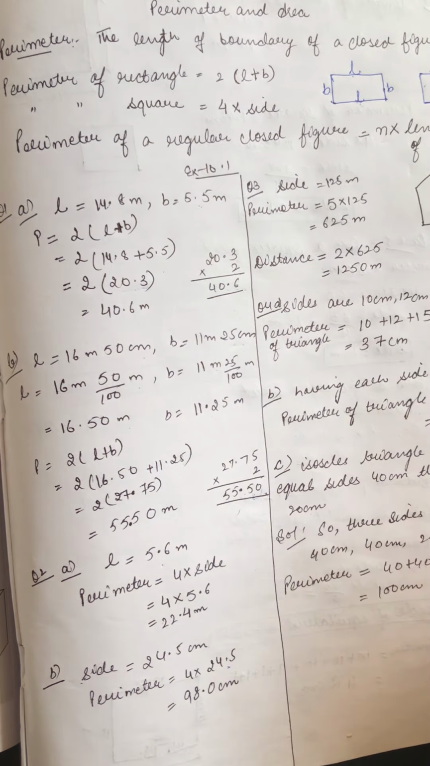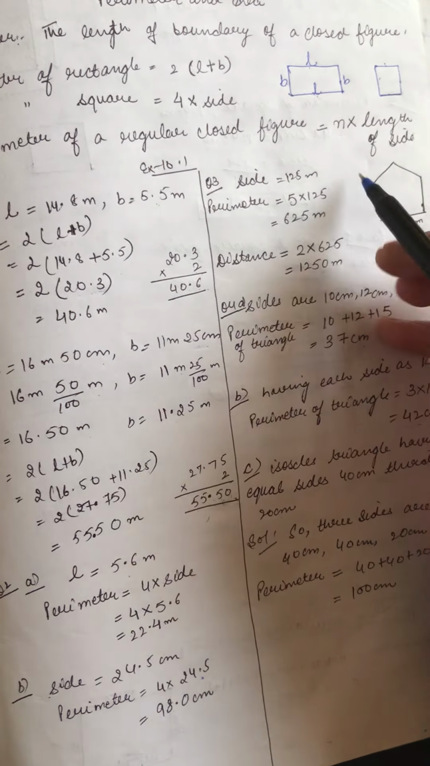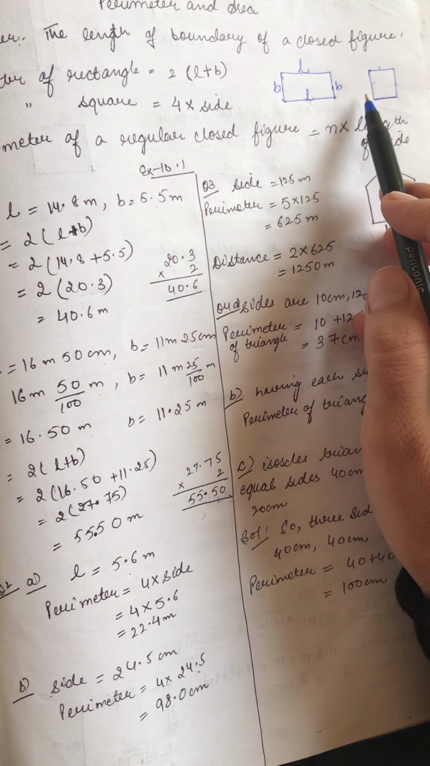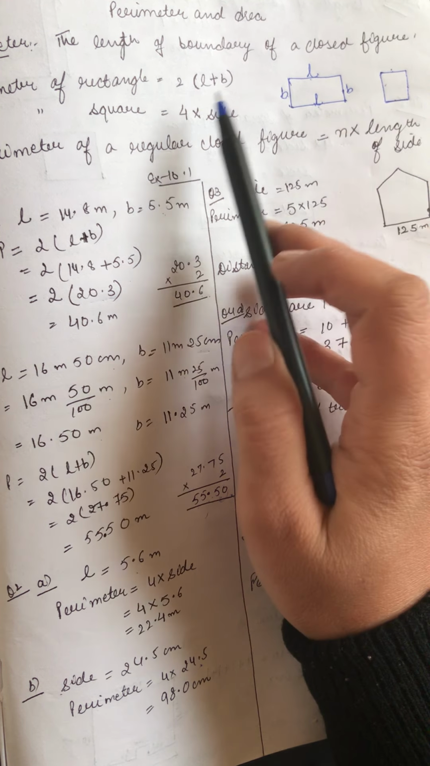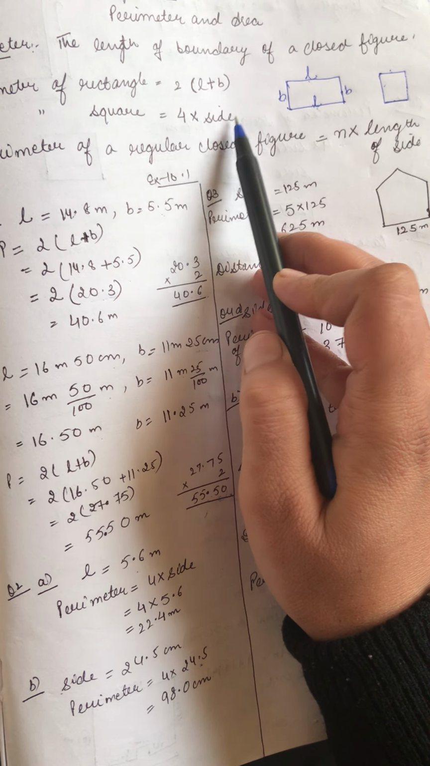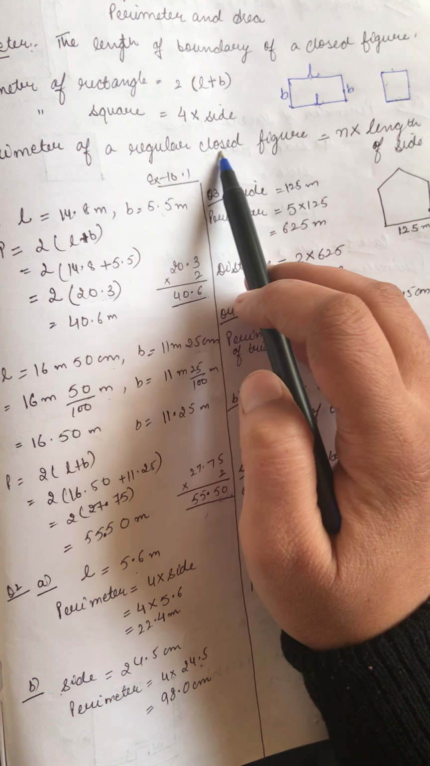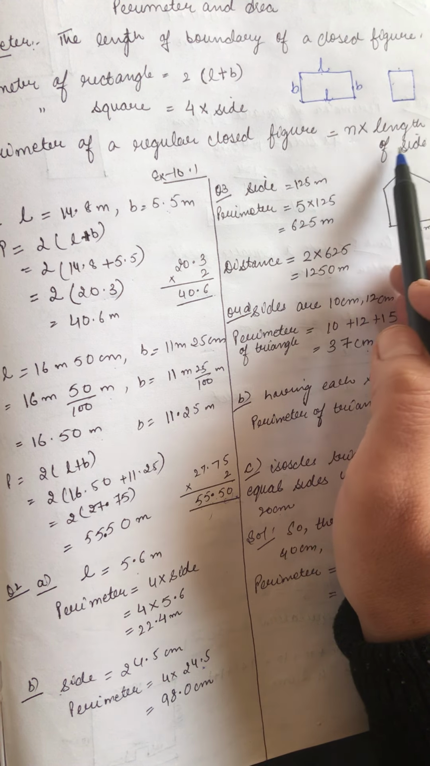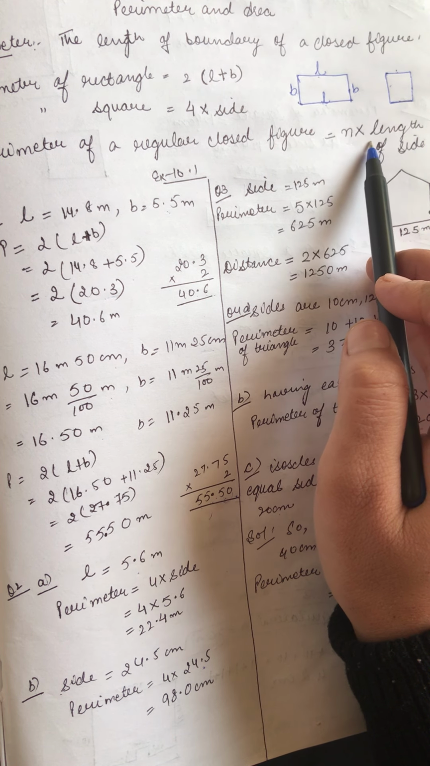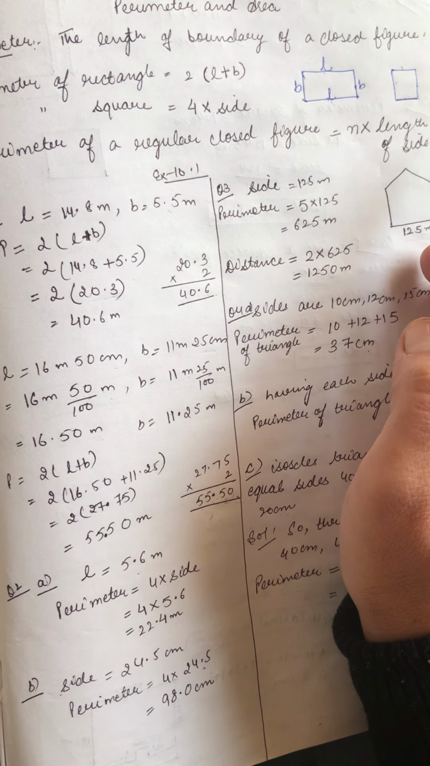And if I want to find the perimeter of a square, we know a square is of this shape having all the sides the same. So it will be side plus side plus side plus side. It will be 4 times the side. So we can say the perimeter of any regular closed figure will be n into the length of the side, meaning the number of sides multiplied by the length of the side.